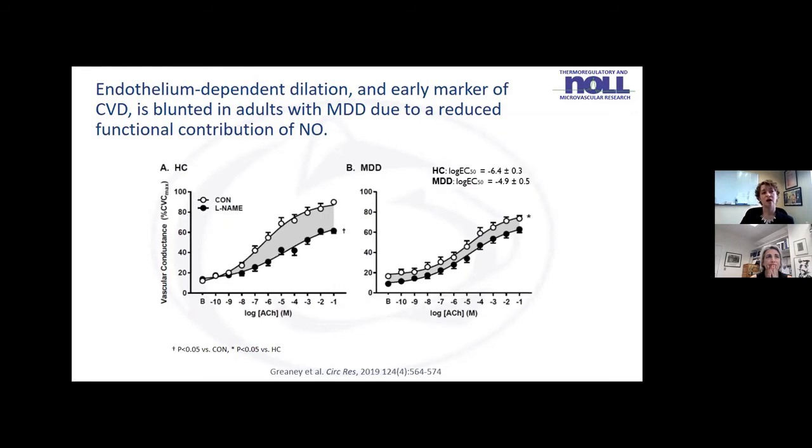We can also, like I mentioned previously, curve model the data to look at the EC50s. In this case, you can see that the EC50 of the acetylcholine dose response is statistically different in those with major depressive disorder, suggesting significant impairments in NO-dependent dilation with this non-traditional cardiovascular disease risk factor.